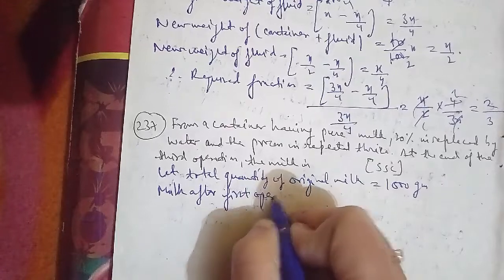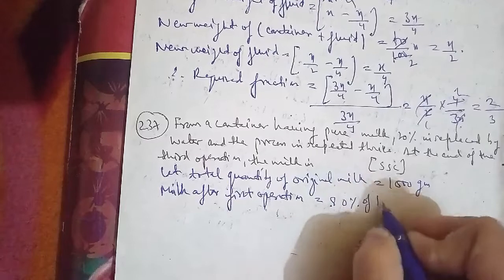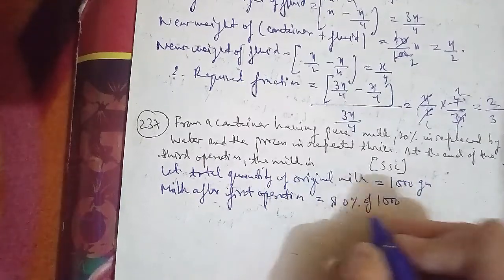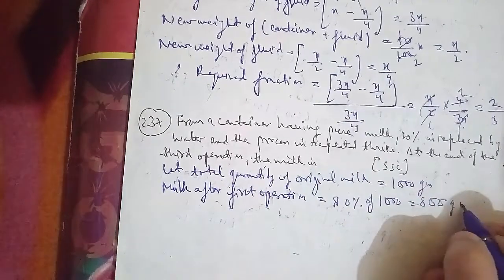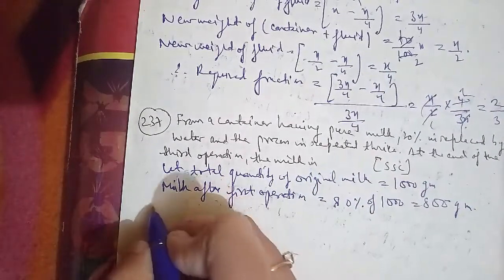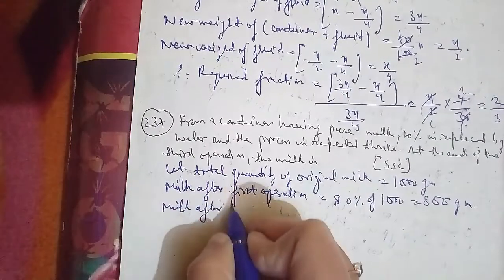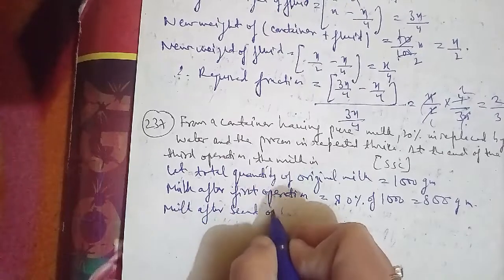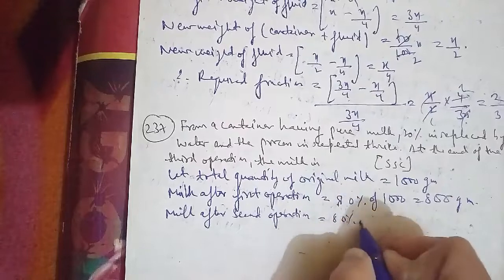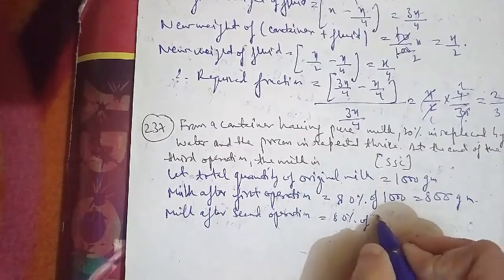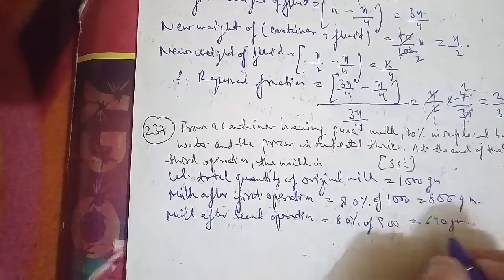Milk after third operation equals 80% of 640, which is equal to 512 gram. So strength of final mixture equals 51.2 gram that we have.